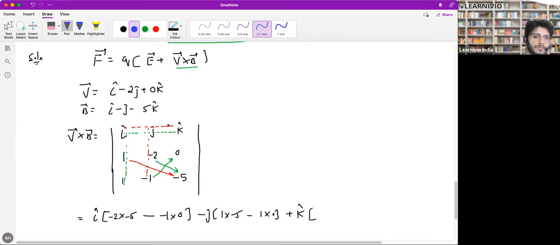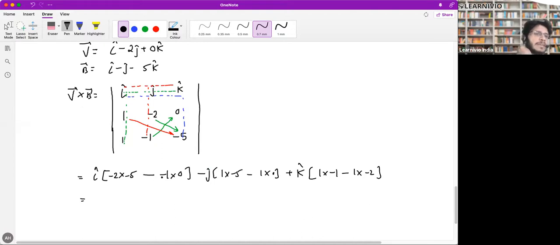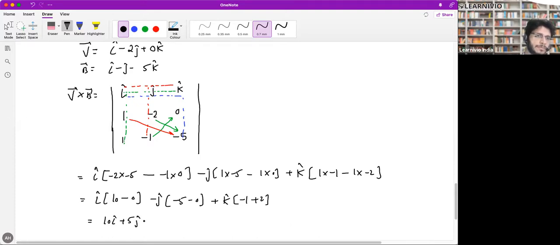Now let's take the third term, k cap. 1 into -1, -1 into -2. Eliminate this row and this column, so you'll be left with 1 into -1 minus 1 into -2. So now we have 10. Why did we take minus j? The second term in a determinant is negative. When we open the determinant, the second term comes out to be negative. So that's 10 i cap, minus j cap times -5 minus 0, plus k cap times -1 plus 2. So we have 10i cap plus 5j cap plus k cap.